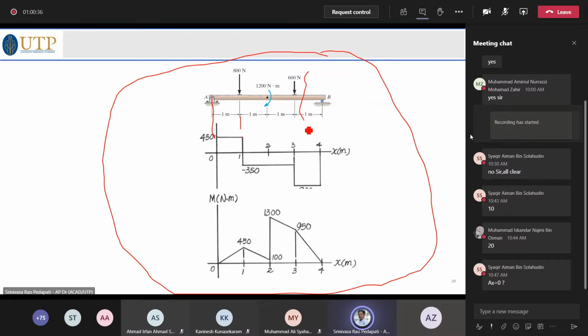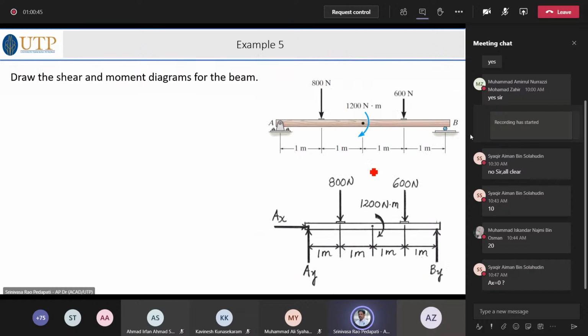Or you can take a section here. Now you can check here. What is this? If you take the section here, what happens? The only force acting upwards is what we calculated here. BY is how much?